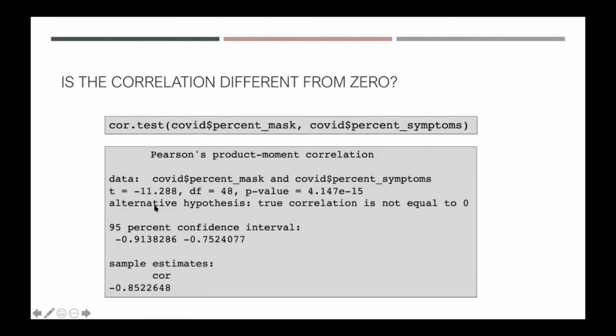We also calculate a t-test statistic, degrees of freedom equal to 50 states minus 2, and our p-value associated with a t-test statistic of negative 11.3 and 48 degrees of freedom is very, very small. So in this case, we would conclude that the correlation between the percent of respondents who wear a mask and the percent of respondents who know someone with COVID symptoms is significantly negative.